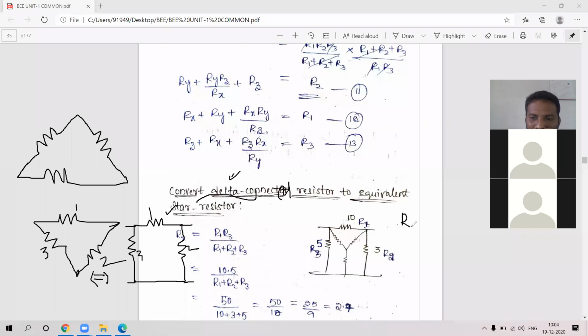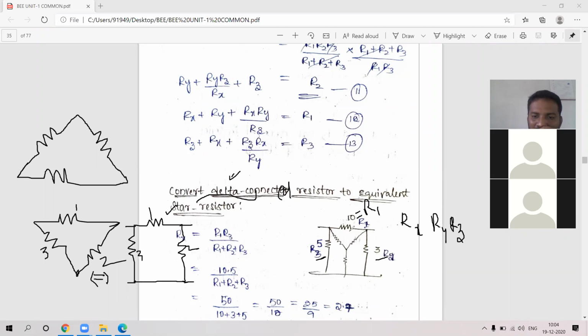So for that alphabet you need to find Rx, Ry, and Rz. And what are the known values? Known values are R1, R2 and R3. So you just consider it clockwise: this is R1, this is R2 and this is R3. So what is the circuit? That pi model, I have to replace it by star connection.